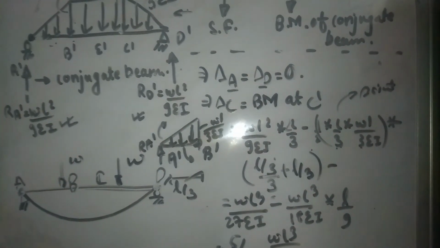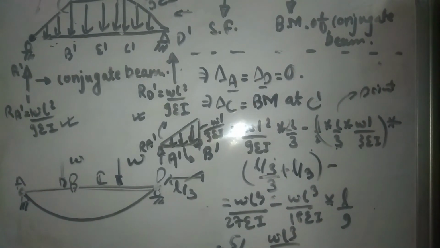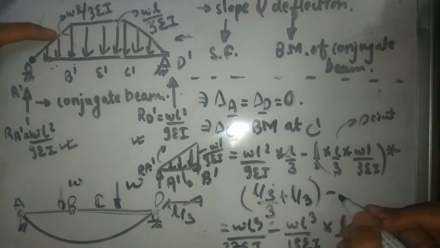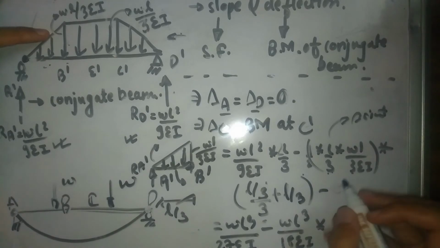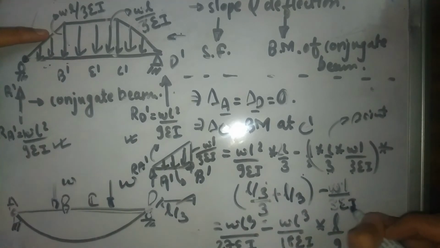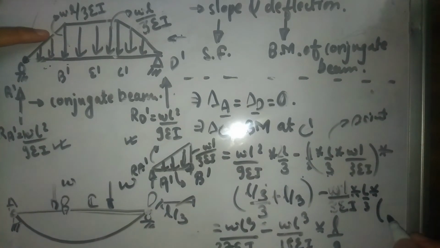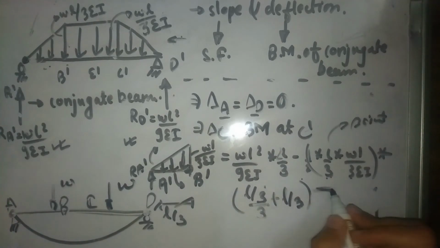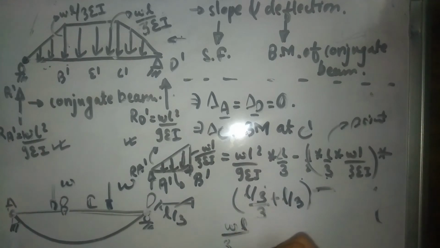And we have a UDL. We need to convert this UDL into a point load as well. So in order to convert this UDL into a point load, we are going to simply multiply WL by 3EI into L by 3, and this will be acting at a distance as I will explain. It acts downward, so this will be minus WL by 3EI into L by 3.